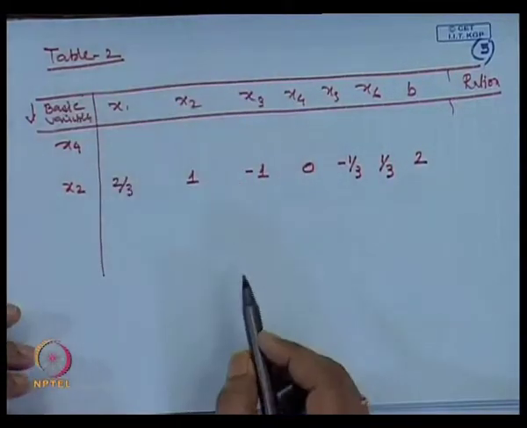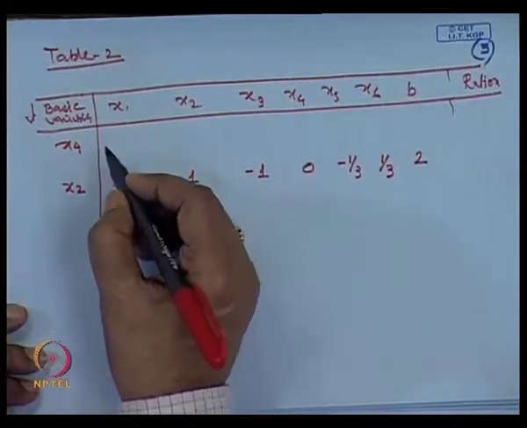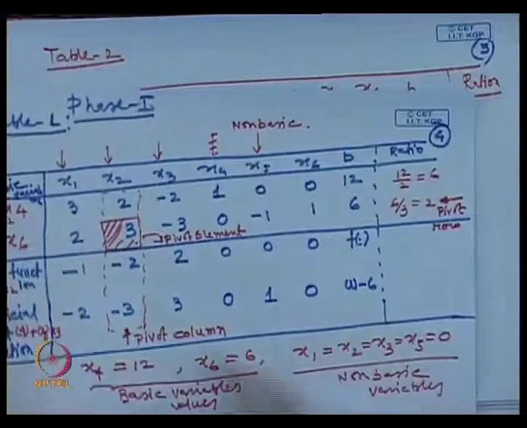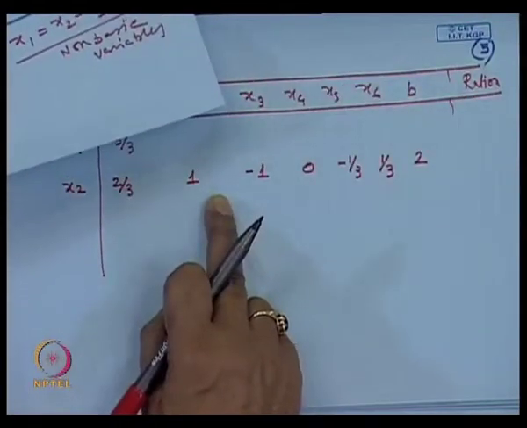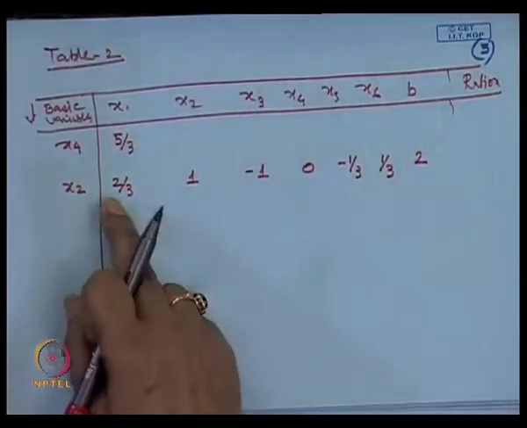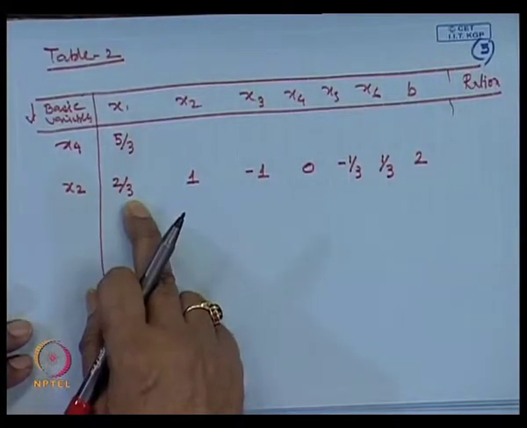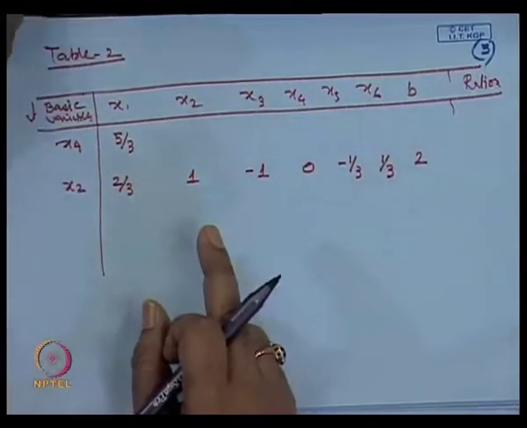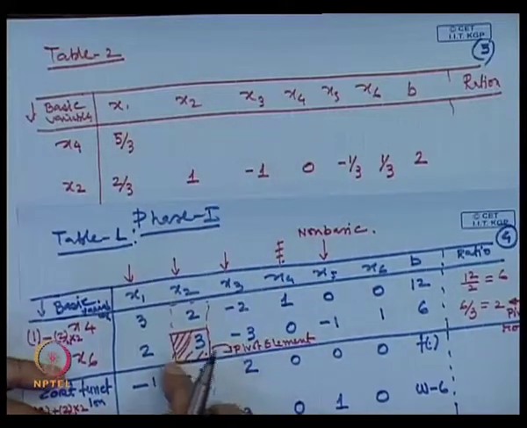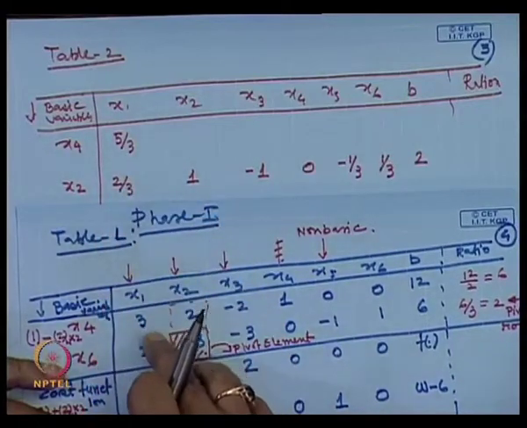Now, whatever operation I did, if you do this, it will come to 5 by 3. What did I do? You see, equation number 2 after normalization, agree, is multiplied by 2. So when you multiply by this 2, you get 4 by 3, and 3 minus 4 by 3, agree?